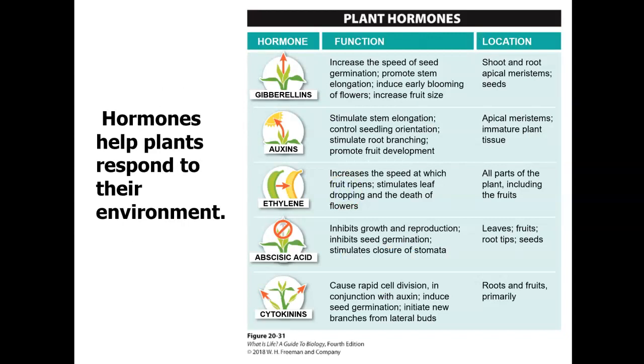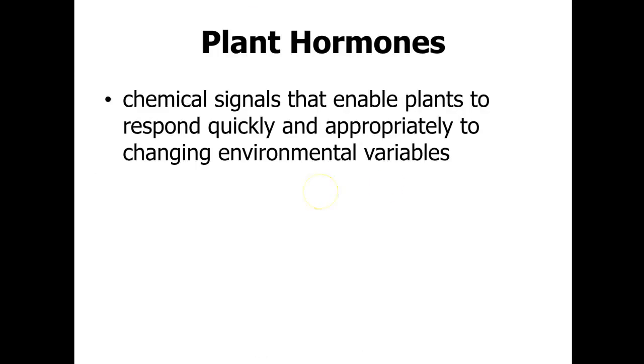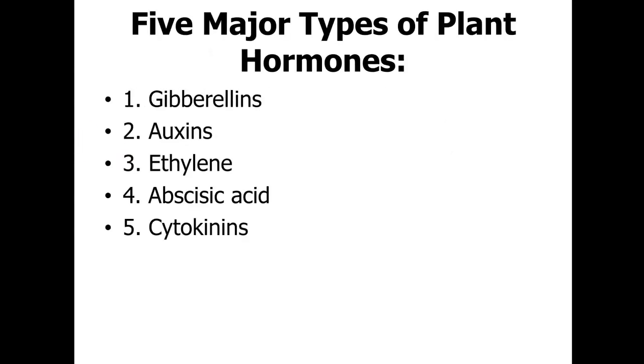Next, we're going into plant hormones. Hormones are important because they help the plant respond to its environment. Five of these plant hormones are gibberellins, auxins, ethylene, abscisic acid, and cytokinins. Plant hormones are basically chemical signals that enable plants to respond quickly and appropriately to their changing environment. We listed the five main ones that we're going to go over: the gibberellins, auxins, ethylene, abscisic acid, and cytokinins.